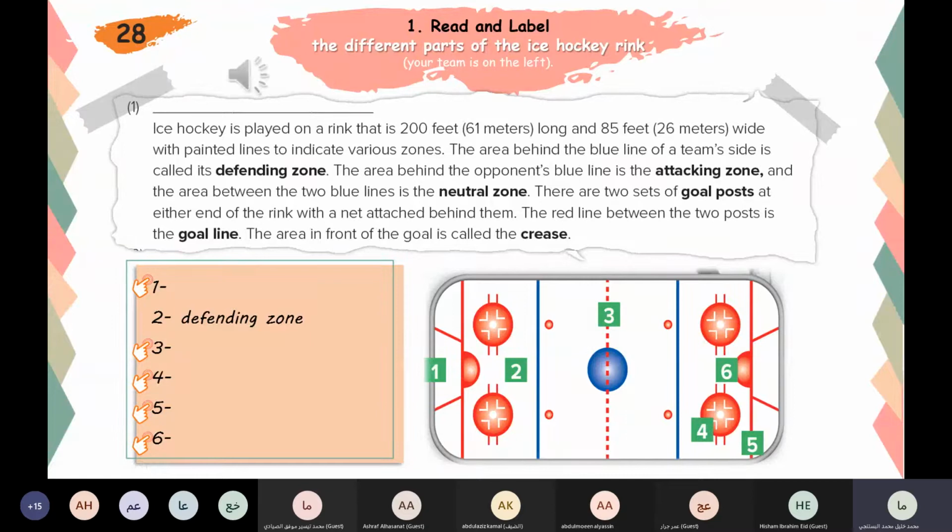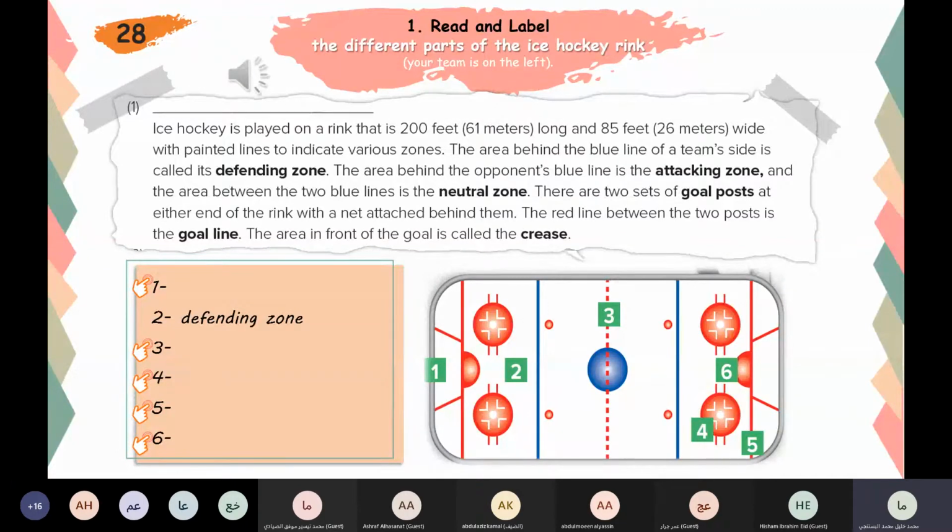1. Ice hockey is played on a rink that is 200 feet, 61 meters, long, and 85 feet, 26 meters, wide, with painted lines to indicate various zones. The area behind the blue line of a team side is called its defending zone. The area behind the opponent's blue line is the attacking zone, and the area between the blue lines is the neutral zone. There are two sets of goalposts at either end of the rink, with a net attached behind them. The red line between the two posts is the goal line. The area in front of the goal is called the crease.